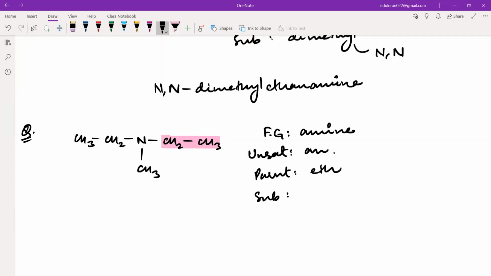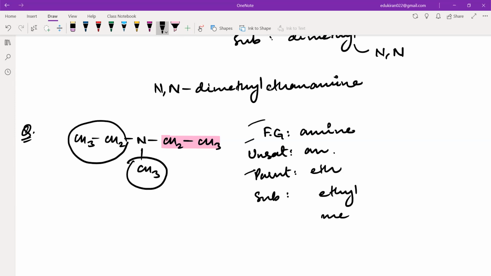Anything that is remaining after the identification of functional group, unsaturation, and parent is known as the substituent. So you have two substituents here. This is ethyl and this is methyl. So you have ethyl and you have methyl, right? And ethyl is in which position? It is in N position. Methyl is also in N position.